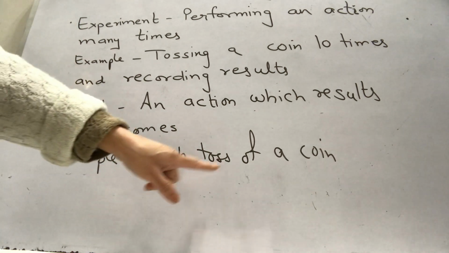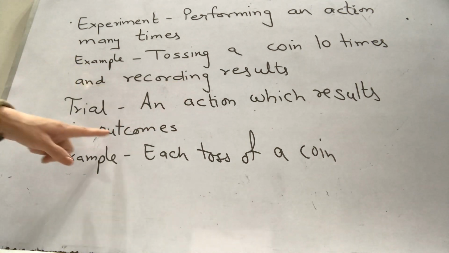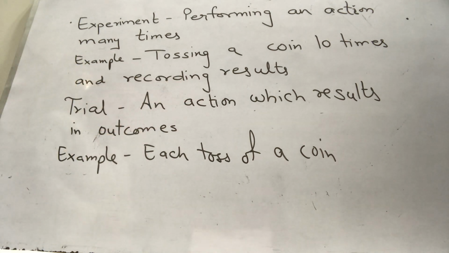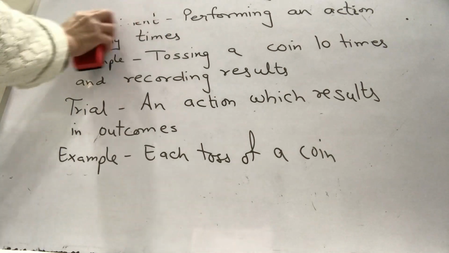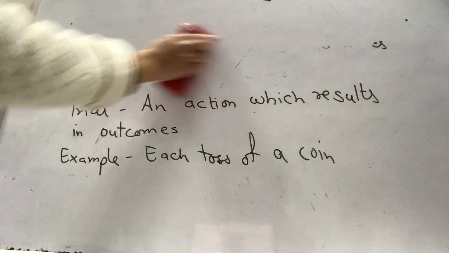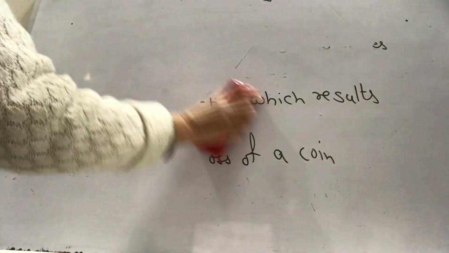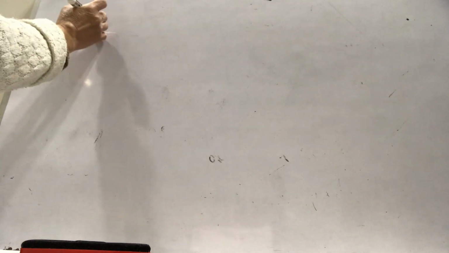Now, each toss of a coin is called a trial. So, an action which results in outcomes is called your trial. And now we will talk about these outcomes and event. Now you have seen when we toss a coin, either we will get head or tail. So the results are called outcomes.